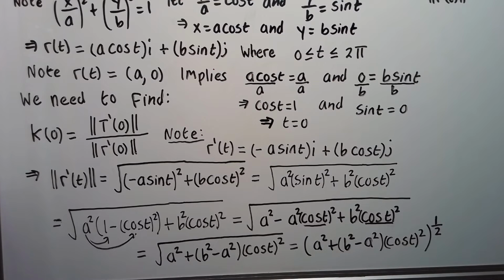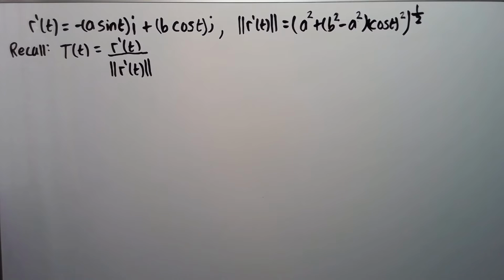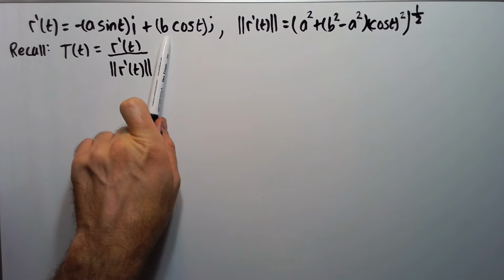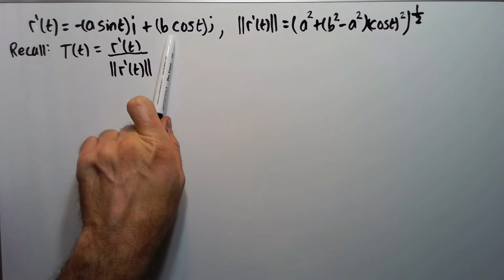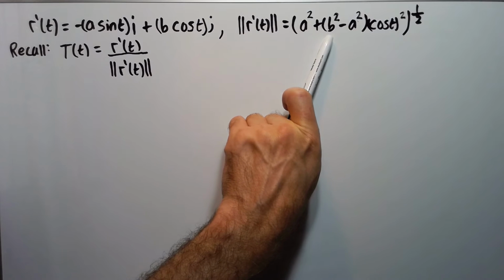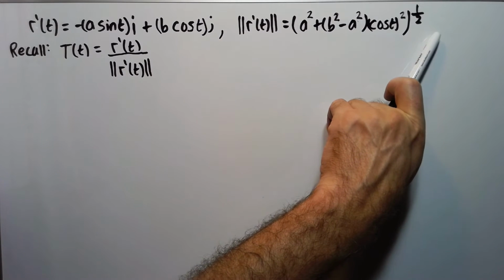Okay, so let's summarize what we have. I'm going to erase a few things now. So let me erase a few things. Okay, so summarizing, we have our r prime was negative a sine t i plus b cosine t j, and our magnitude of r prime was a squared plus b squared minus a squared cosine squared, all raised to 1/2.